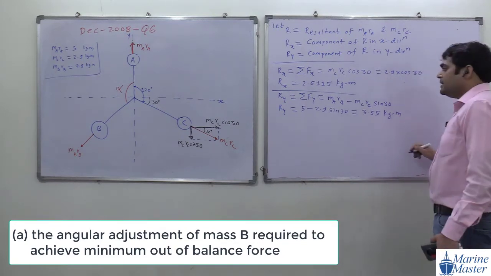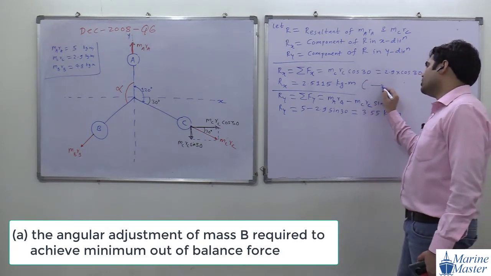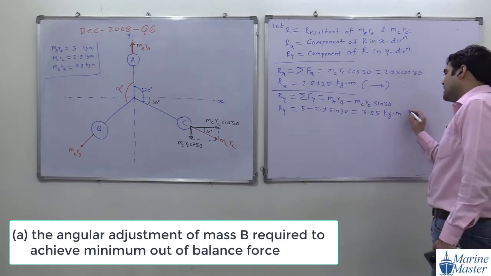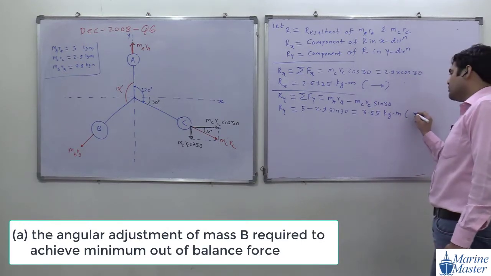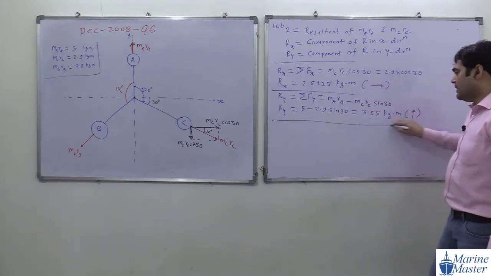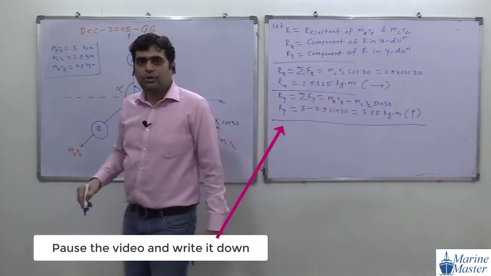And see, what is the Rx? It is coming positive, which means what? The direction of Rx is in this direction. And what is the direction of Ry? It is also coming positive, upward. So we got Rx and Ry. Please write down up to Rx and Ry, everyone.